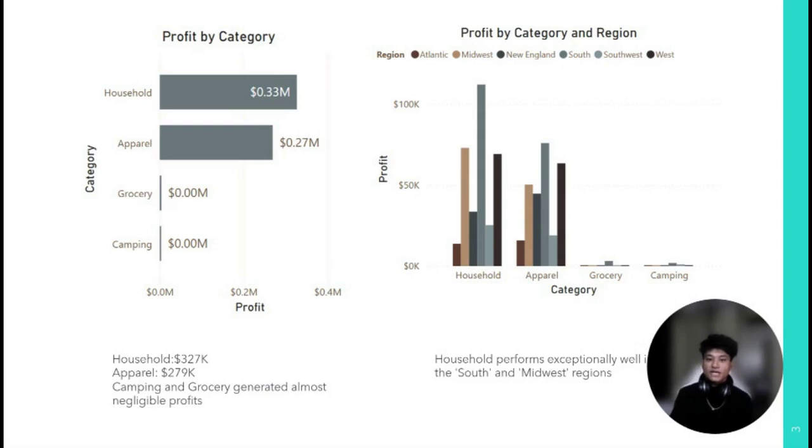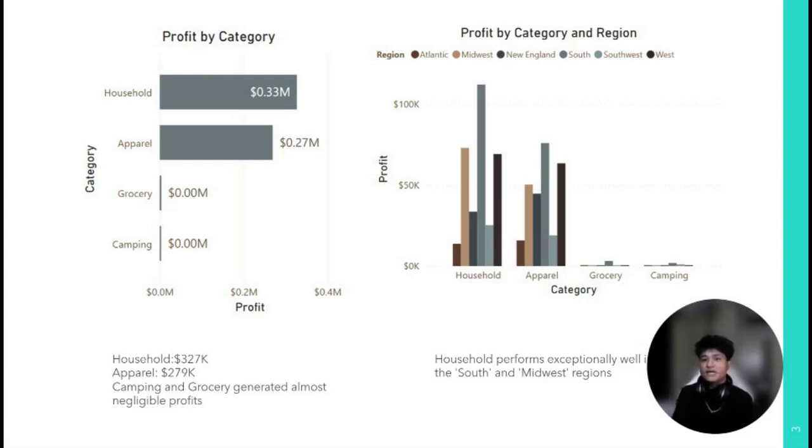For the profit by category, we use the stacked bar chart. We see the net outcome after cost. So household made the most profit, about 327K, which is 54.18% of the total profit. Apparel brought in roughly 269K, accounting for 44.64%. Grocery and camping generated almost negligible profits.